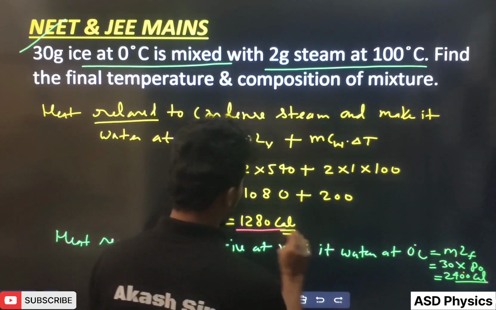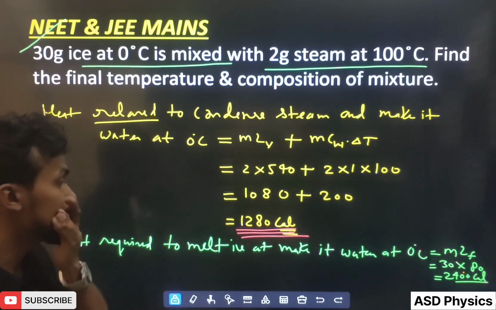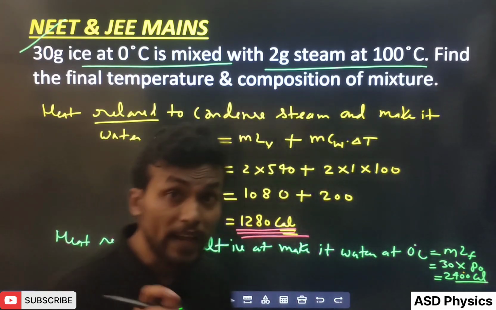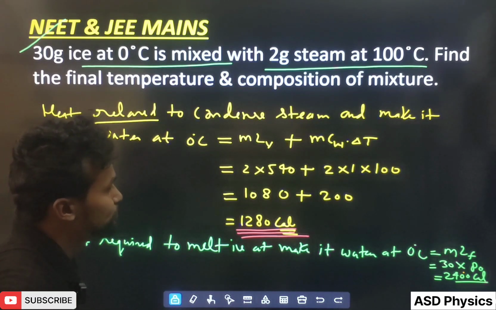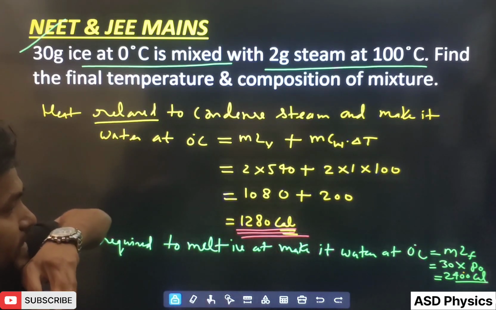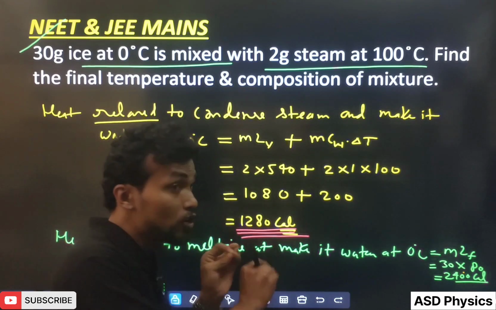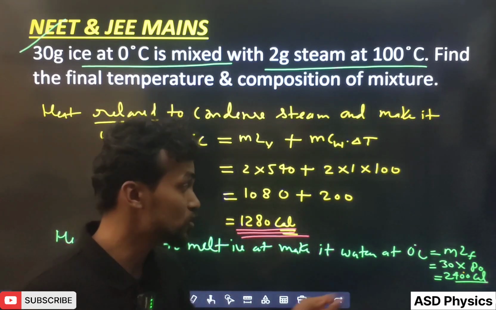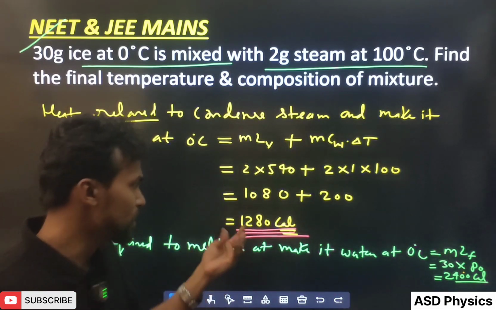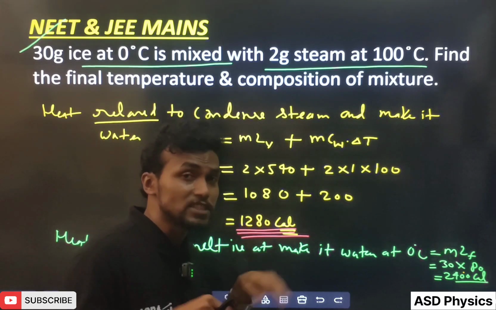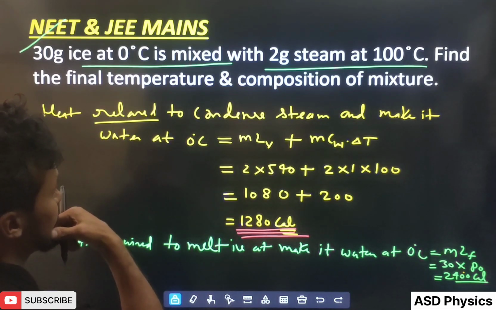Now you analyze the situation. How much heat are we getting? 1280. But how much heat is required? 2400 calorie. Okay students, see, we need 2400 calorie, but only 1280 calorie is released. That means the ice will not melt completely, because we need 2400 but only 1280 is available. Only equivalent to this much heat the ice will melt, and the rest of the ice will remain as it is.